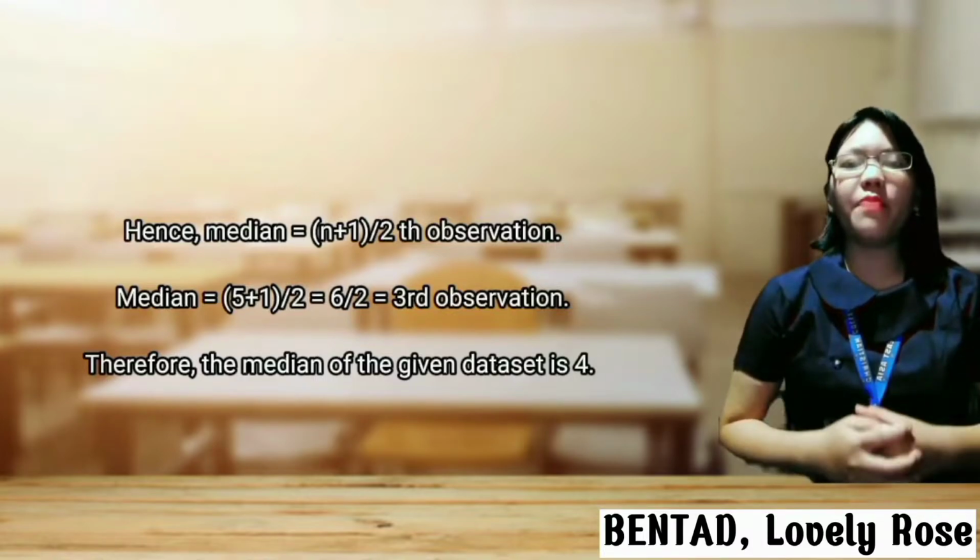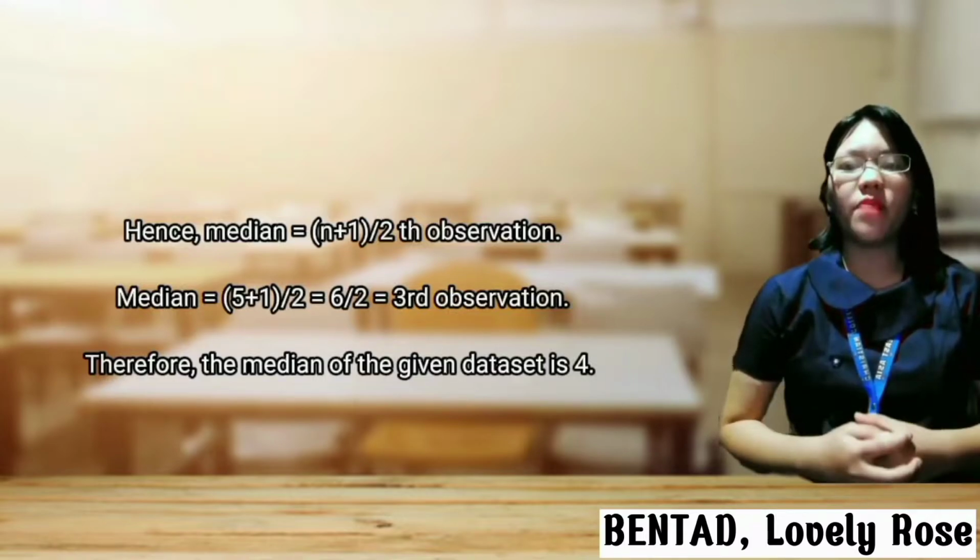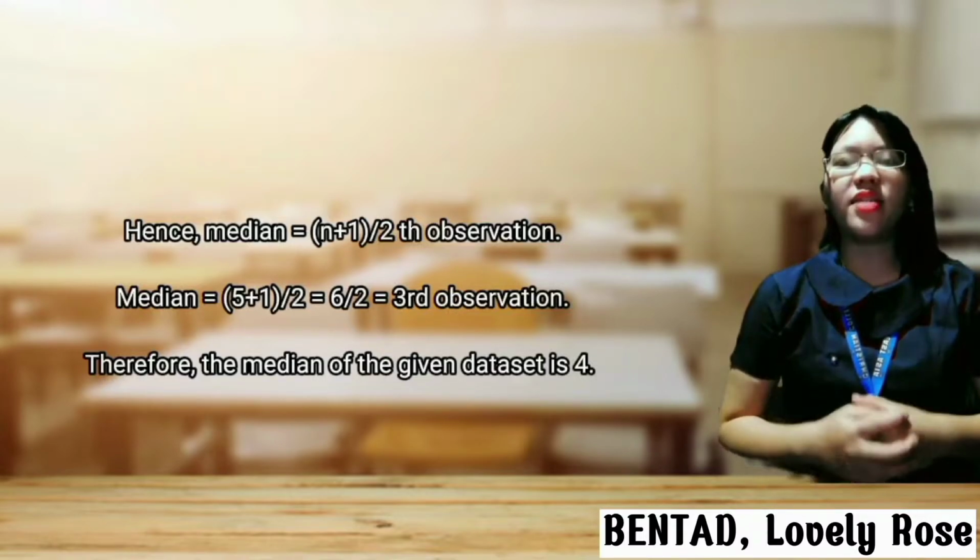So, median is equal to (5 + 1) over 2, is equal to 6 over 2, is equal to the third observation. Therefore, the median of the given data set is 4.